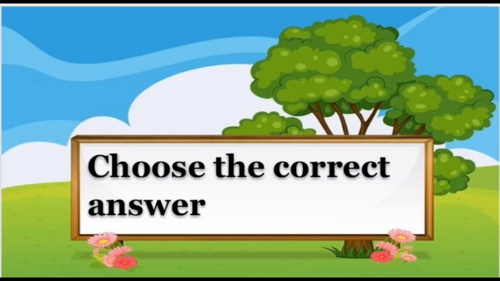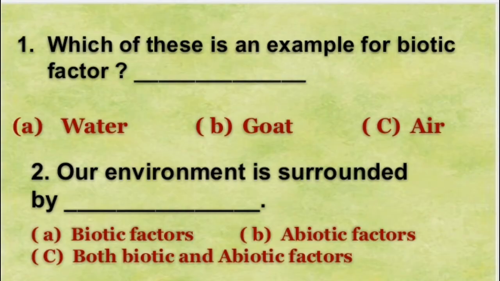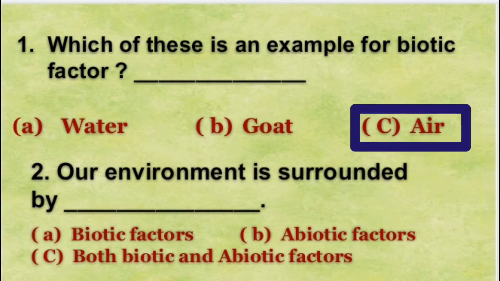Next, choose the correct answer. First one, which of these is an example for biotic factor? Water, goat and air. The answer is goat. Second one, our environment is surrounded by dash. Biotic factors, abiotic factors and both biotic and abiotic factors. The answer is both biotic and abiotic factors.